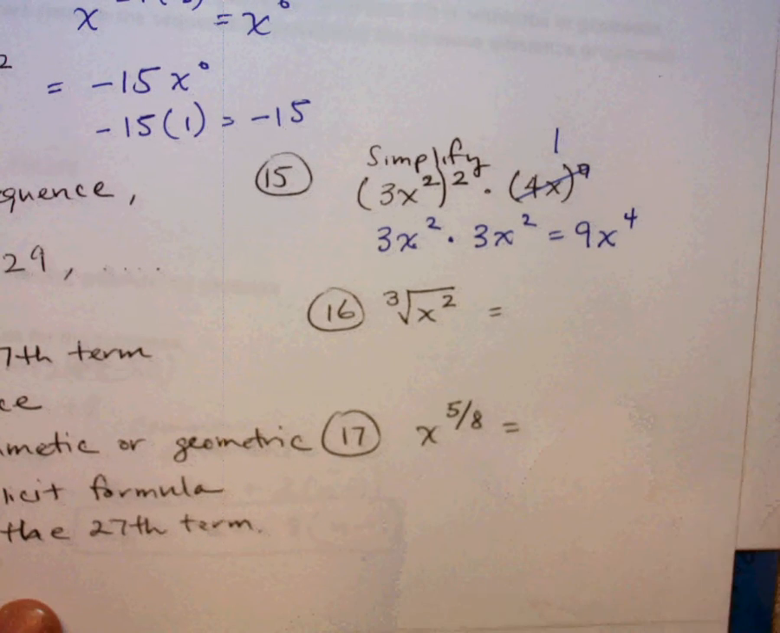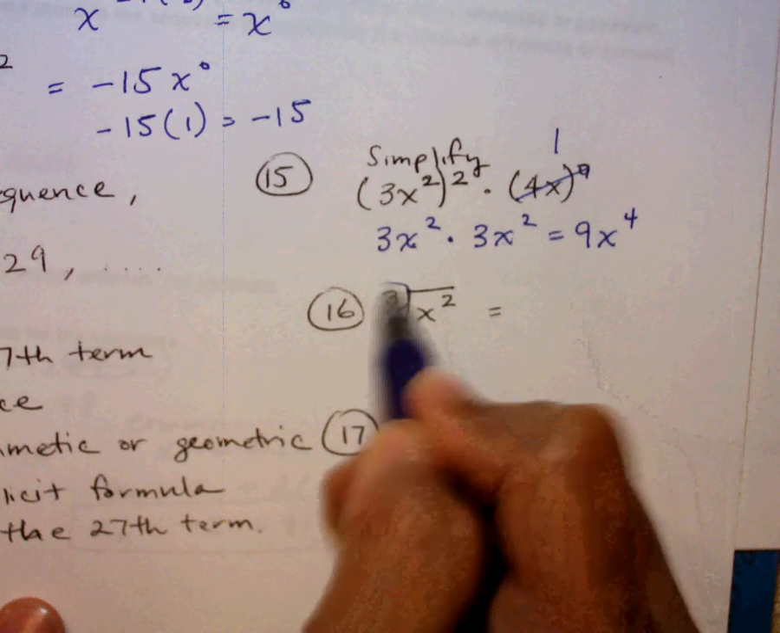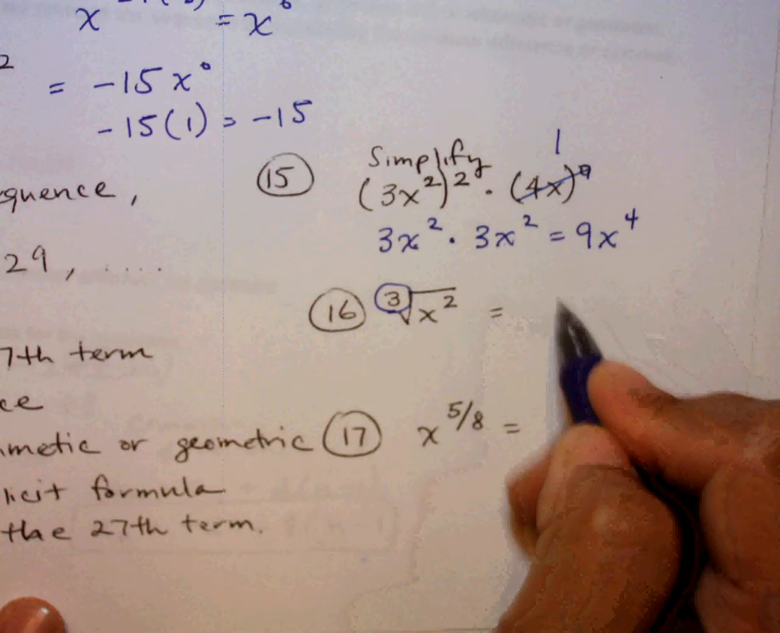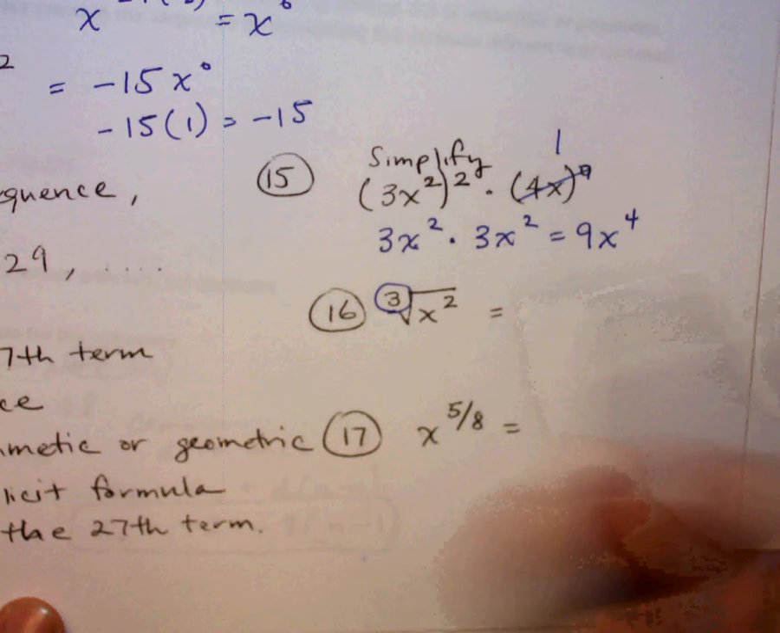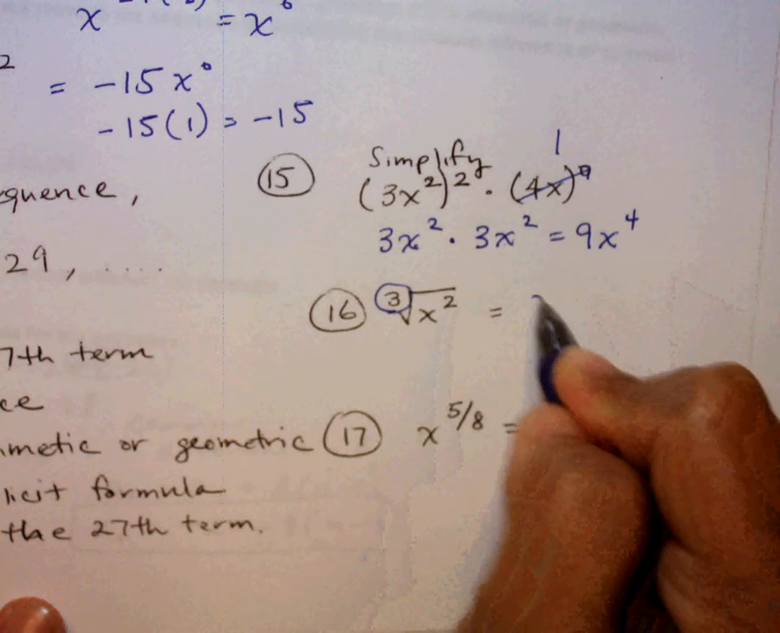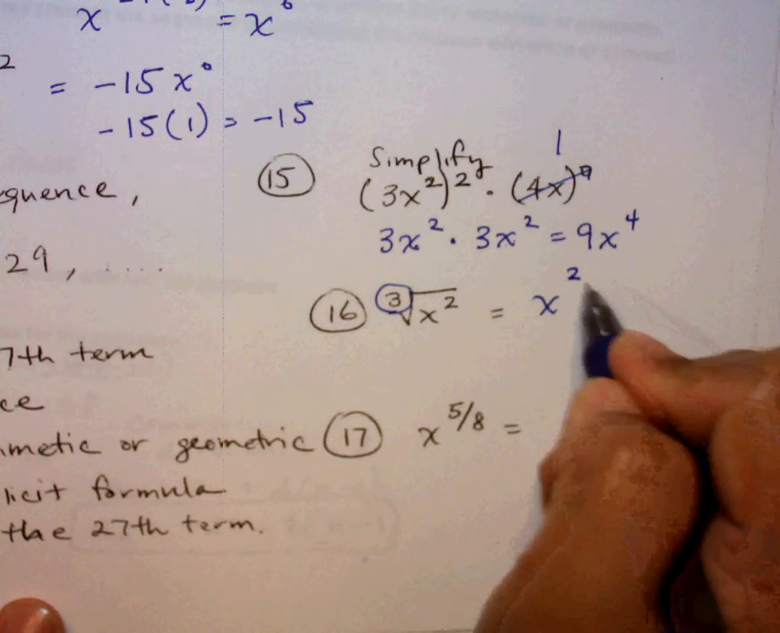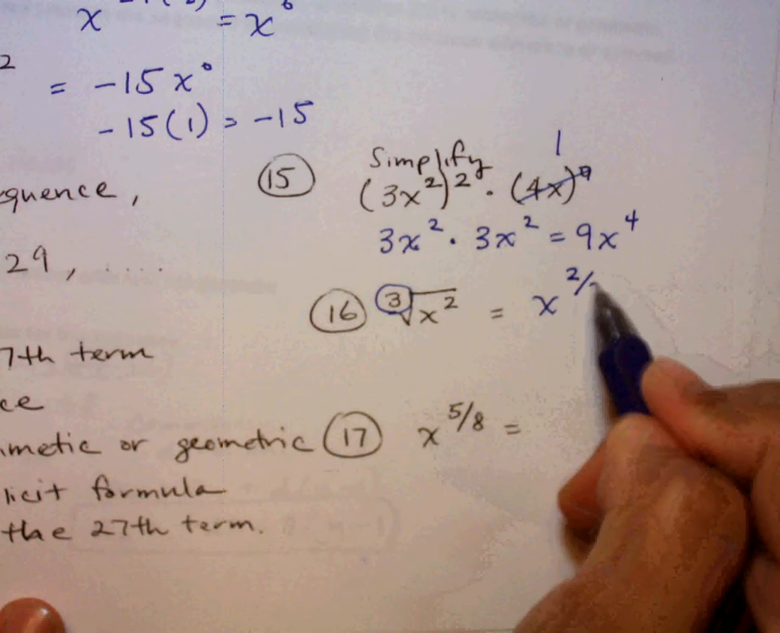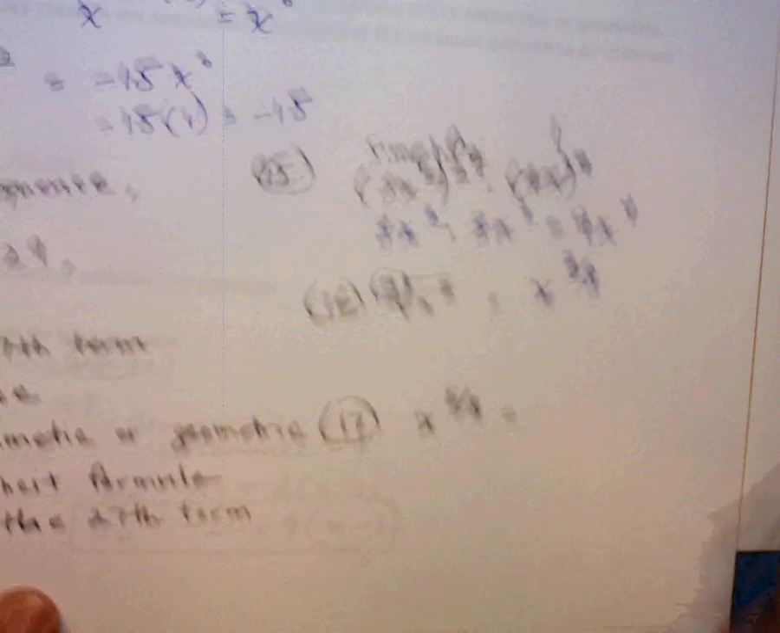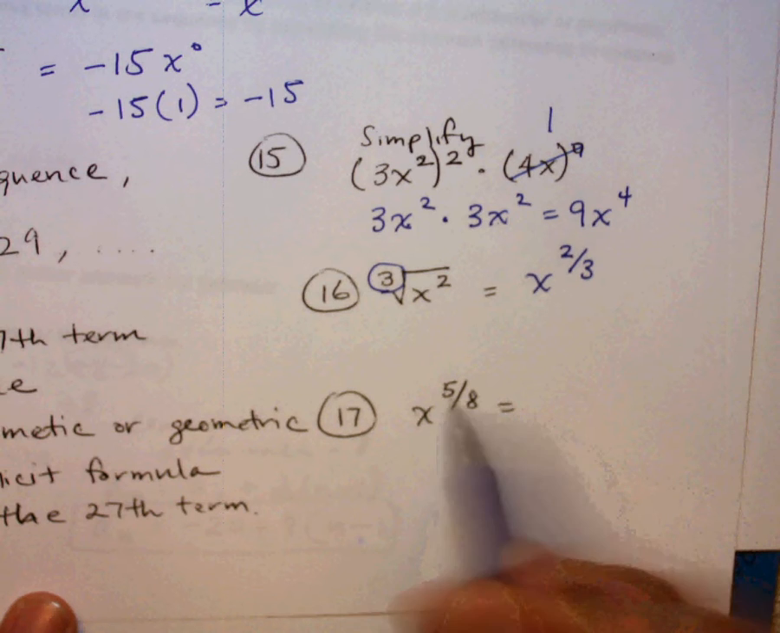16 to 17 is a review of rational exponents and radicals. If I have the cube root of x squared, this is my root, or index, and the index will be in the denominator of the rational exponent. The power goes in the numerator, and in this case it's 2. So the numerator is 2 because that's my power, and the root is 3. So x to the 2 over 3. Now I have a rational exponent, and I just have to put it in radical form.